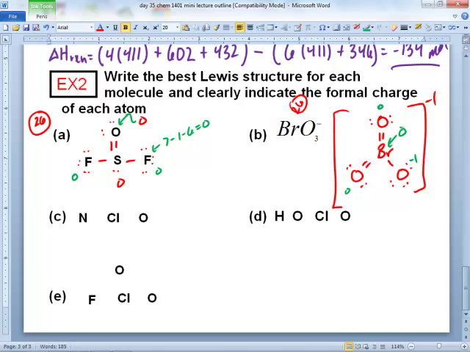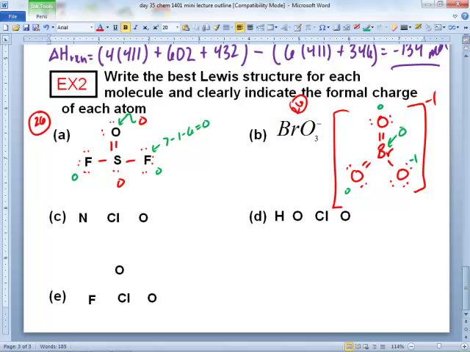This one is a job. I moved this one to C because this one takes some work to figure out. But make sure you can get bromate first. Make sure it makes sense to you. Paul, does it make sense? You see how we got it?